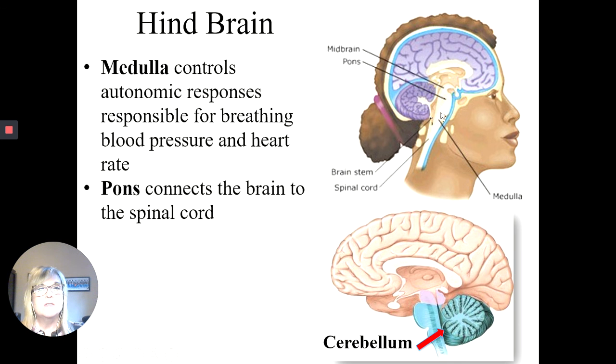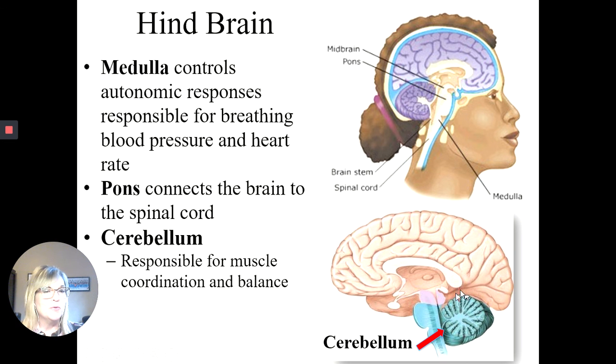The pons is right here on top of the medulla, and it actually just connects the brain to the spinal cord. The cerebellum is really more interesting, I think, to us in psychology. So the cerebellum is always easily identifiable when we look at a real brain. It's this huge area right here, and it's actually responsible for muscle coordination and balance. It also stores our procedural memories.